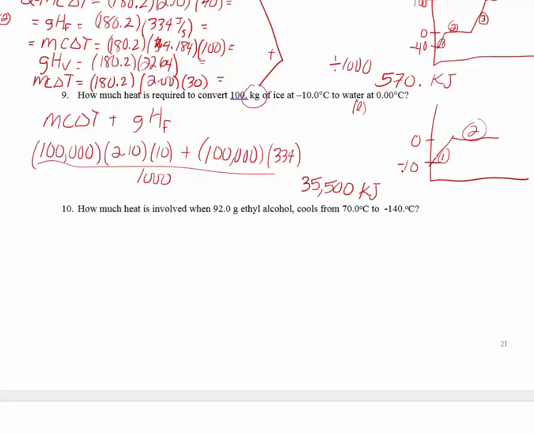Okay, so I want you to do this last one, but I'm going to help you draw the picture, and there's a few things to worry about. First, it's ethyl alcohol, C2H5OH. It's what's on your packet. We have different temperatures: we're starting at 70, and we're going to cool it to negative 140. So I need to know, do I go through any phase change? Look at the chart, and it says ethyl alcohol boils at 80 degrees. That's above where I'm starting, so I don't have to worry about that one.